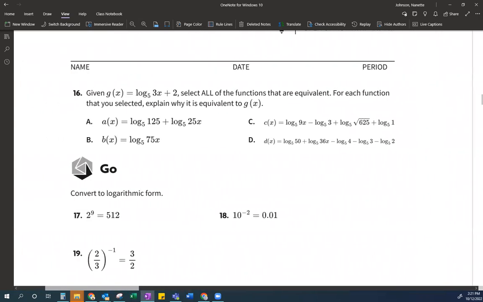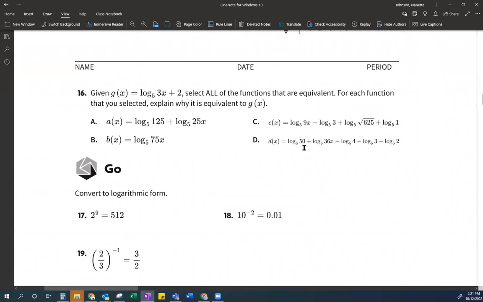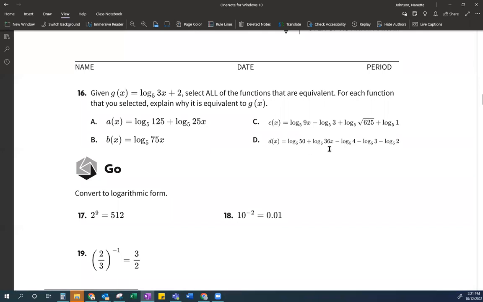Okay, so it says log base 5 of 50 plus log base 5 of 36x minus log base 5 of 4 minus log base 5 of 3 minus log base 5 of 2. Like, what are you talking about? Okay, so the very first thing that I want to do is, man, this is a long one. So I'm going to remind you about the properties that we talked about, right?